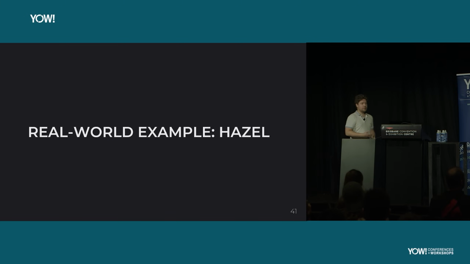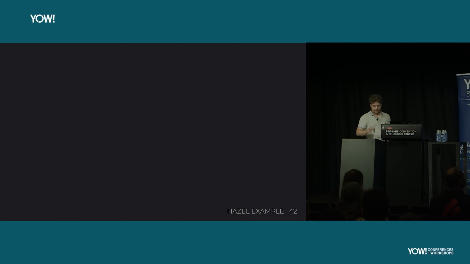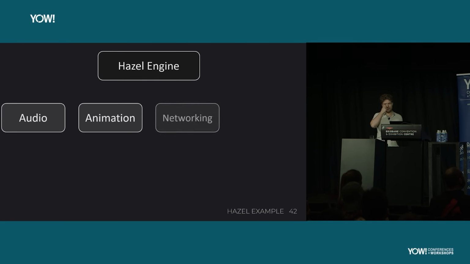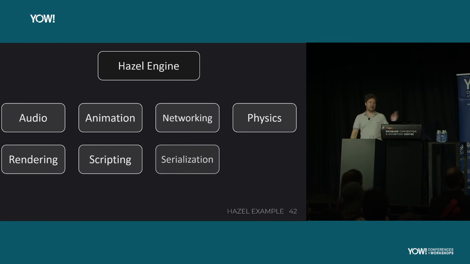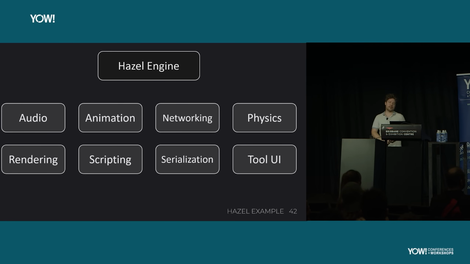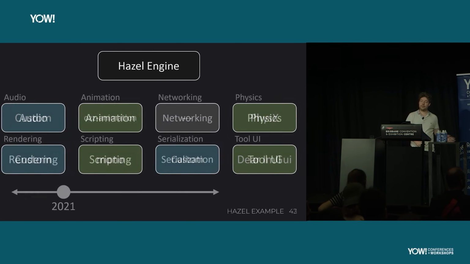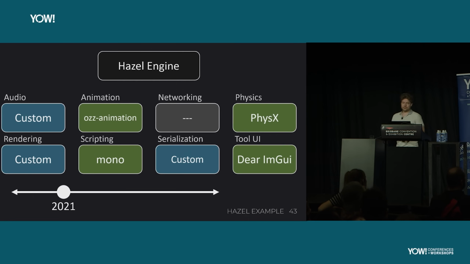Okay, so let's take a look at a real-world example of what I mean by using these building blocks. Hazel is also made up of a whole bunch of different systems. Here are eight as an example. If we have a look at what these building blocks looked like back in 2021, this is what they looked like. We had a few systems that we had the resources for and people were interested in writing themselves, so they were custom.